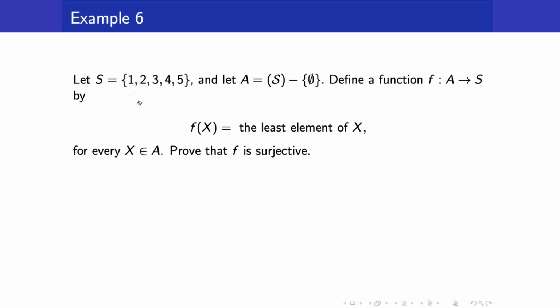Next, suppose that we have the set S. This is actually the power set. S is the set containing 1, 2, 3, 4, 5. And A is the power set of S take away the set containing the null set. Let us define this function from A to S by, take note that our domain is A, and A contains subsets of S, correct? So f of X, X here is a set, so that's why I'm using a capital letter here. This is equal to the least element of X. Take note that the codomain is S, and that is a number, 1, 2, 3, 4, 5.